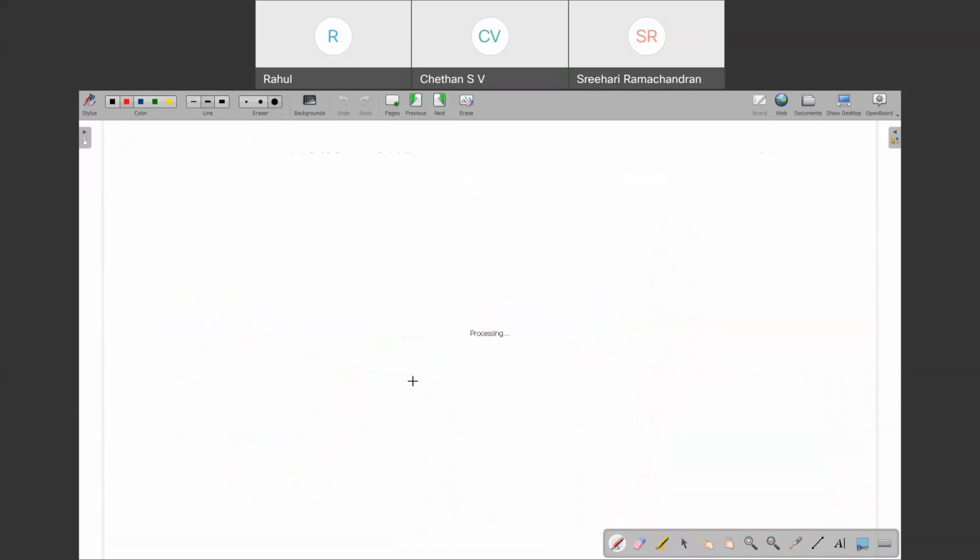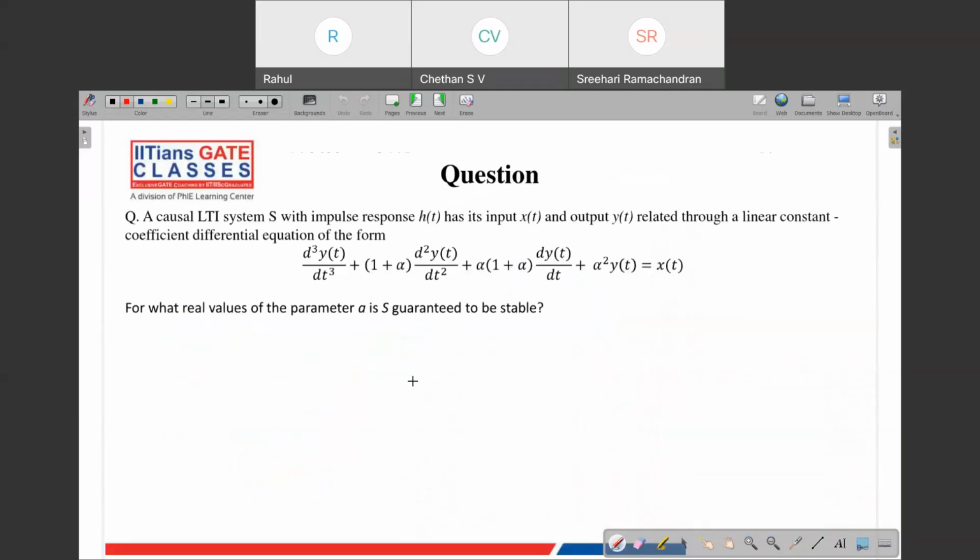Let me go to the next slide then. Now, okay, this is a very tricky question. So we have a causal LTI system with impulse response h(t) and input x(t) and output y(t). They are related by this expression. In this expression we need to find the value of alpha such that this system is a stable system. Here it is mentioned that this is a causal LTI system, so just remember that. Now we need to find the value of alpha such that the system is stable.